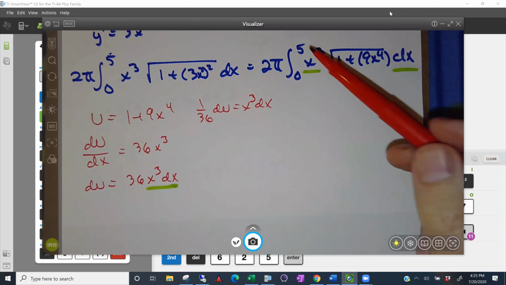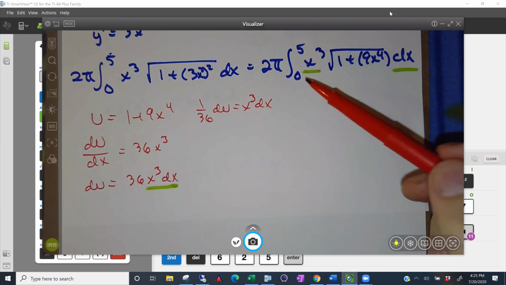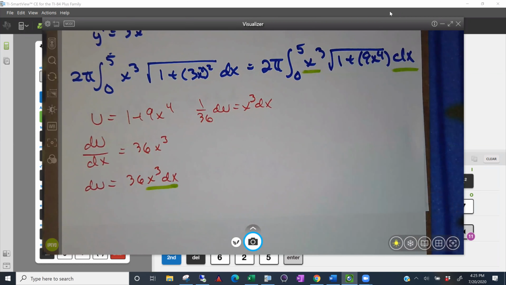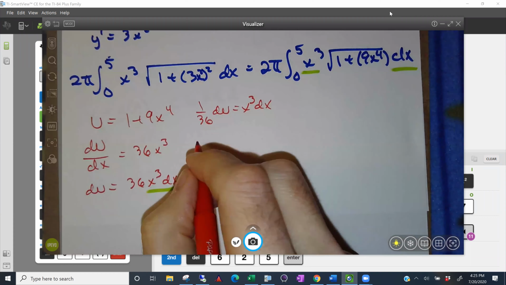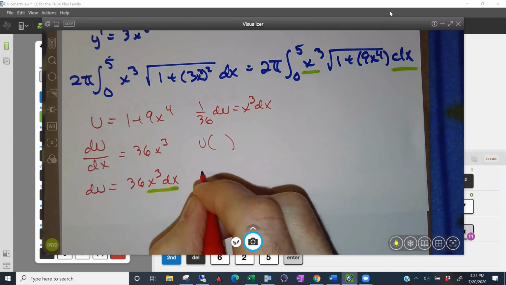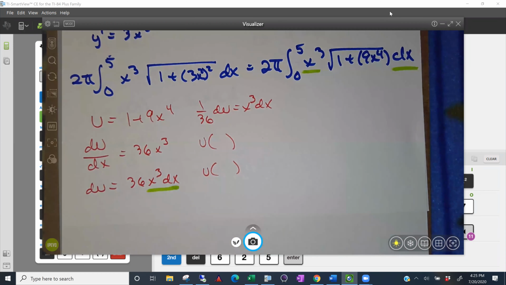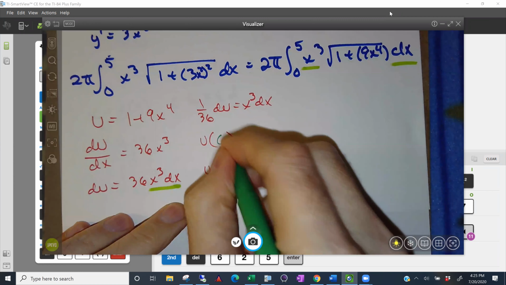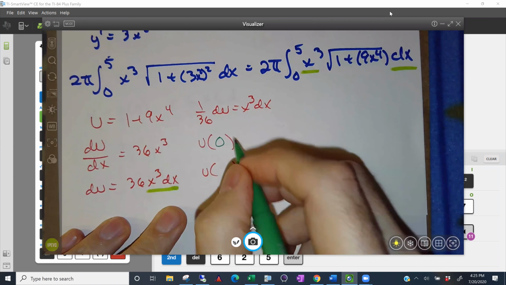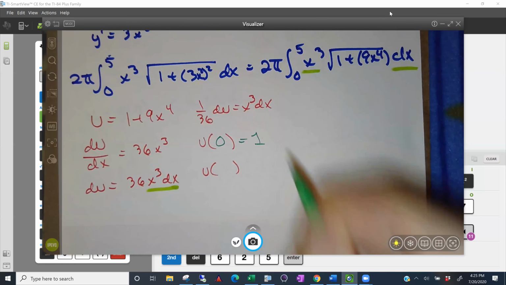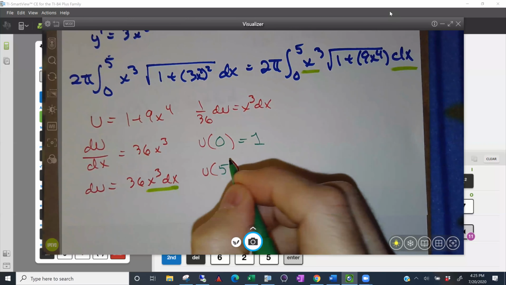I mean, I guess you don't need to, but I would change the limits. So I have u of 0 and u of 5. I think u of 5 is going to be a whopper. Let me take a look here. So u of 0, well, that's just going to be 1. So that's good. U of 5, whoo, man.